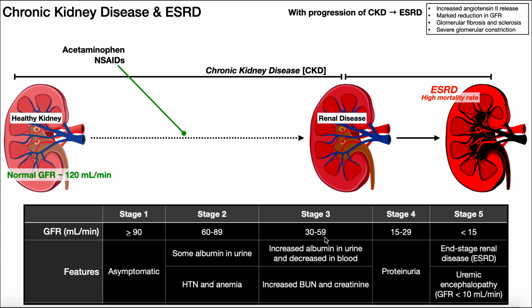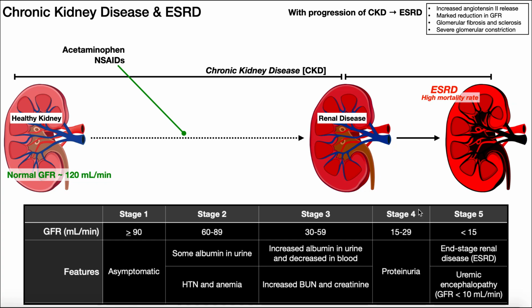In stage 3, the GFR is markedly dropped, down between 30 and 59 mils per minute. So now it's less than half of the normal value. And here we're going to see even more albumin in the urine than we saw in stage 2, and we'll also see decreased albumin in the blood as well. We'll also see an increased blood urea nitrogen and creatinine level in the blood as well.